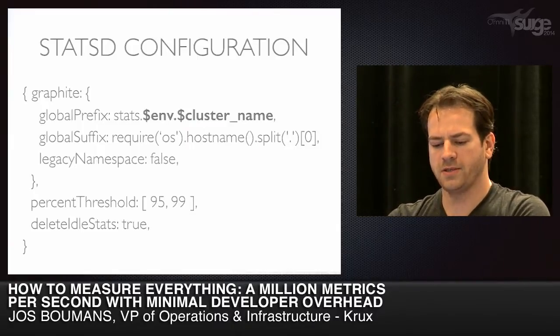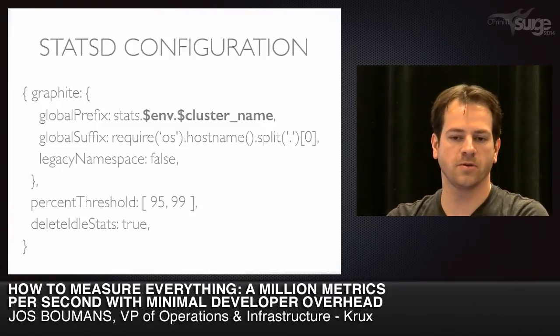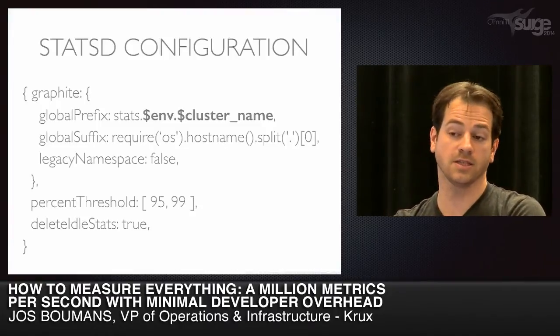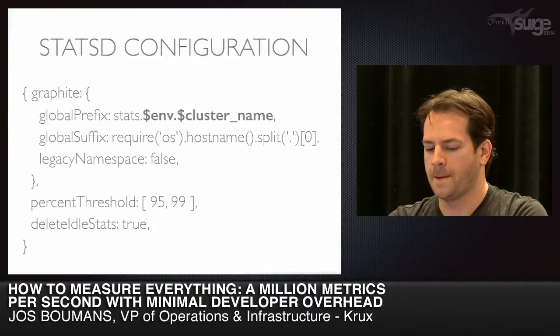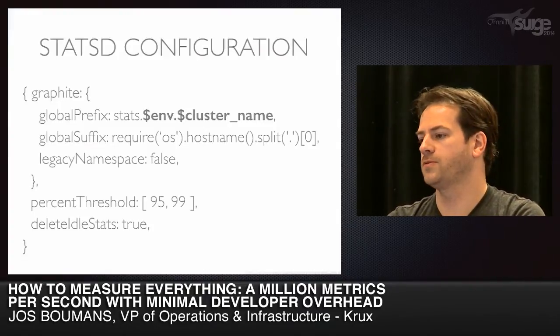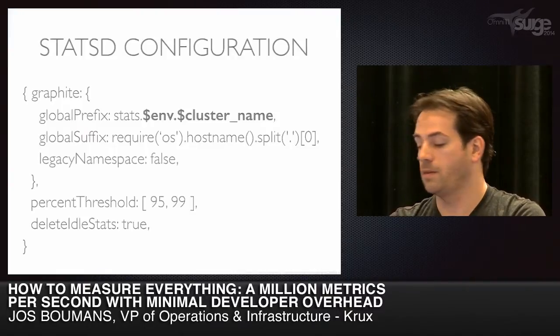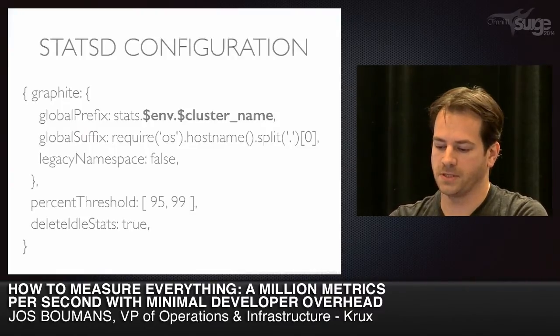The legacy namespace: oddly enough, StatsD has been around for a little while. It used to have a crappy namespace, now it has an awesome namespace, but the crappy namespace is still the default, so make sure to turn that off. And then pick the percent thresholds you want the rollups for. We pick 95th and 99th. Pick whatever works for you, but make it explicit.